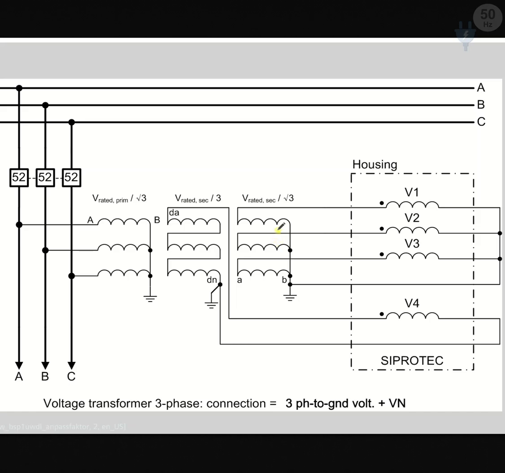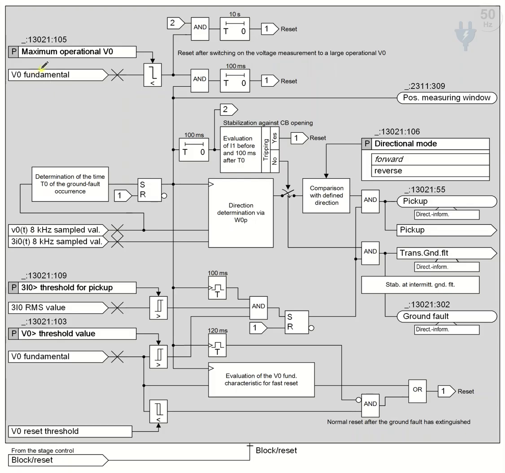Let's have a review on what we have discussed yet about the maximum operational zero sequence voltage. In the previous session, we discussed that for defining the maximum operational zero sequence voltage, we should consider the type of our system. If our system is radial type, then we apply 3 volts.